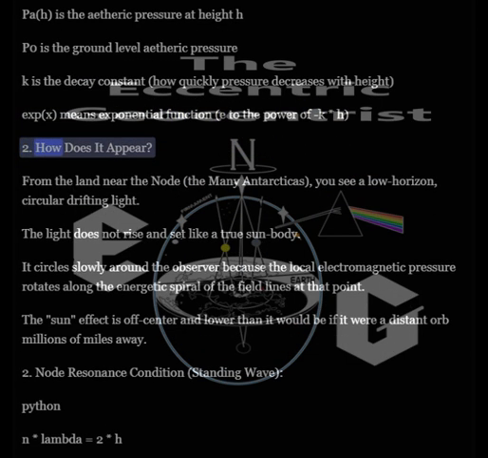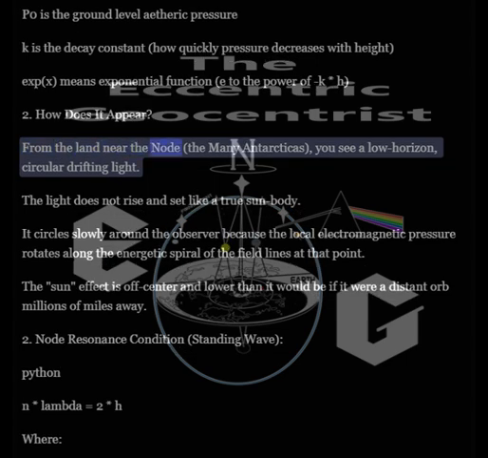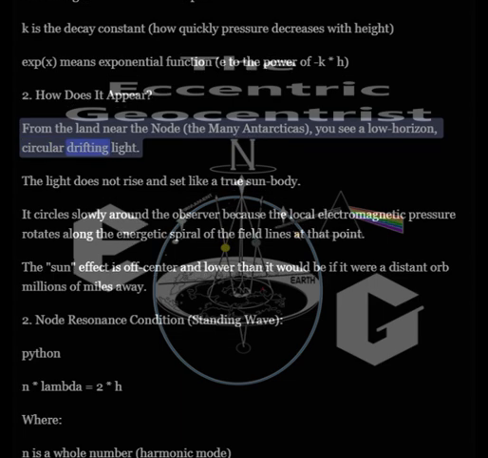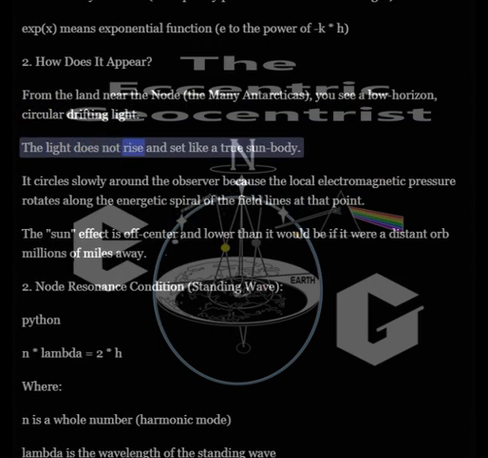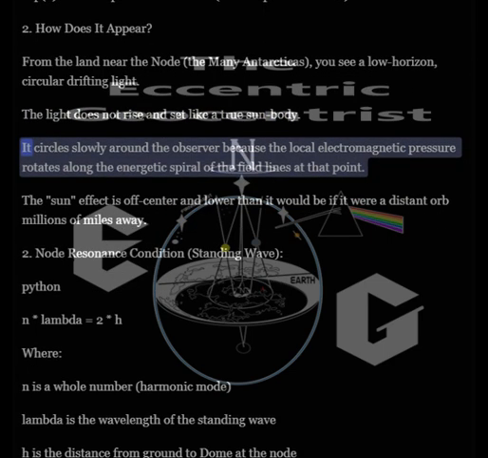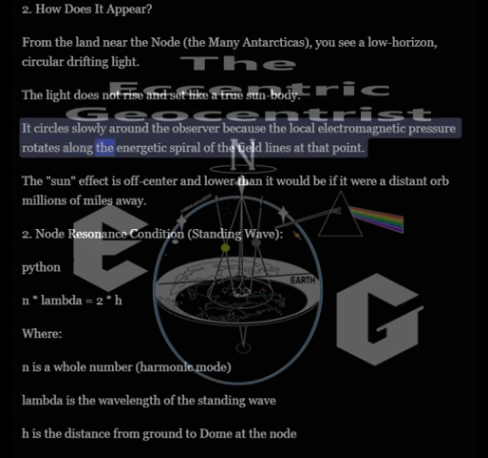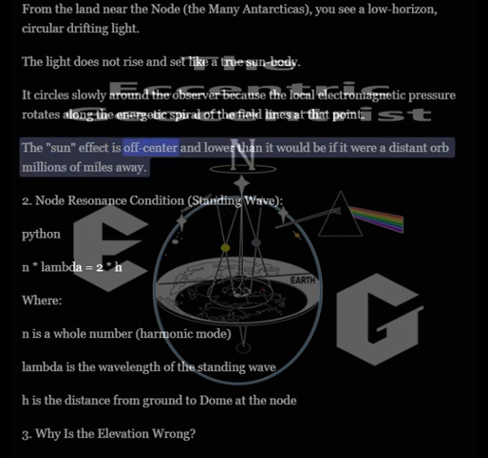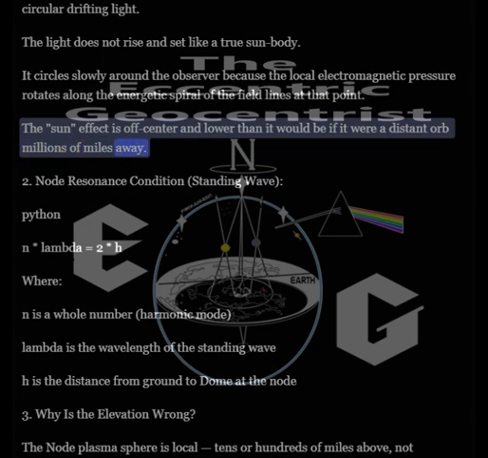2. How does it appear? From the land near the node, the many Antarcticas, you see a low, horizon-circling, drifting light. The light does not rise and set like a true sun body. It circles slowly around the observer because the local electromagnetic pressure rotates along the energetic spiral of the field lines at that point. The sun effect is off-center and lower than it would be if it were a distant orb millions of miles away.